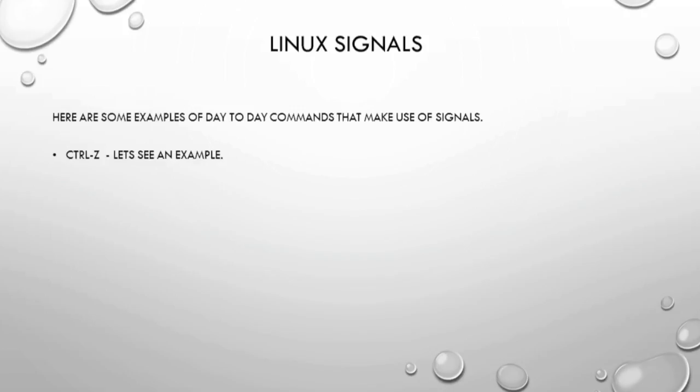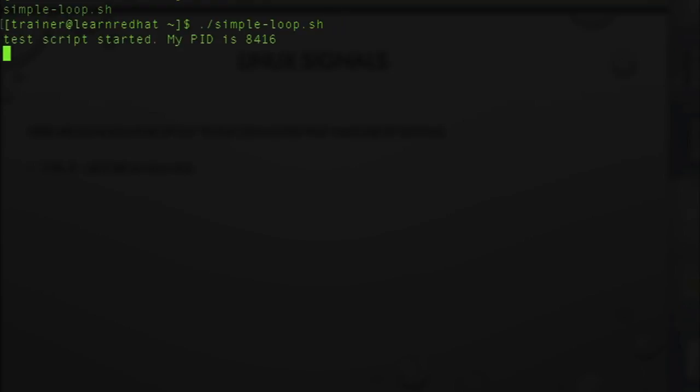Let's see an example of Control-Z. Let's have a look at the Control-Z command. I already have a program here called Simple Loop, and all it does really is just a simple loop. So let's run that program. And that's pretty much all it does. But let's see what happens if I do a Control-Z. It says stopped, and it's come back. The program hasn't actually ended, it's just paused for the moment.